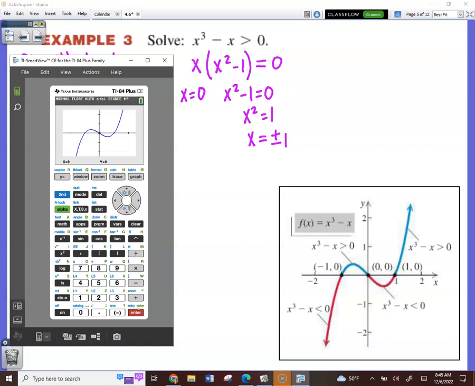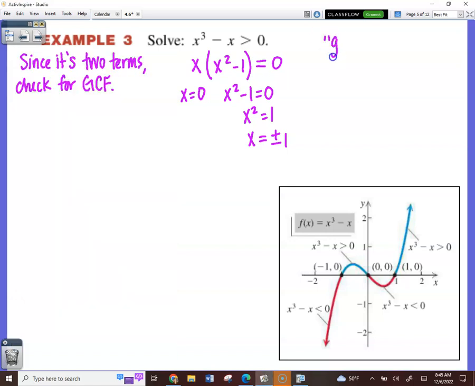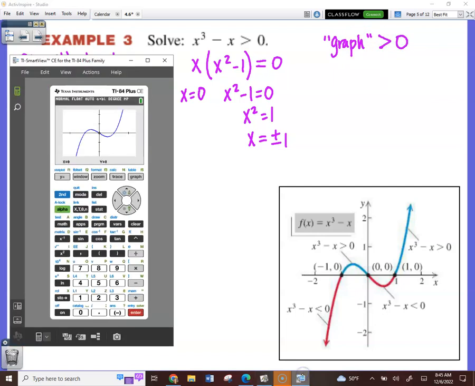We found 0, yep. -1, yep. +1, yep. Right? Go back to the original. The shortcut was, where's the graph? Above the x-axis. So, above it. Literally, it's above it here and here. Yep. That's it. So my answer is going to have 2 intervals.